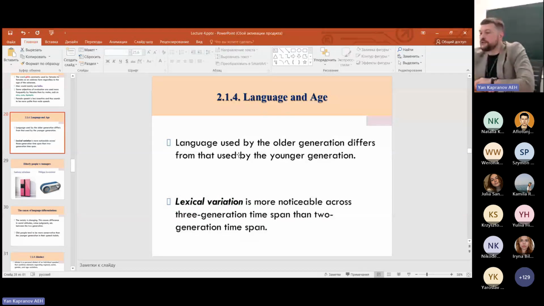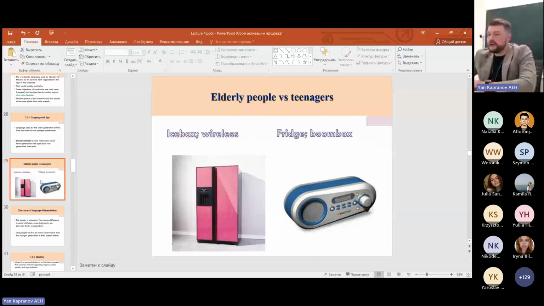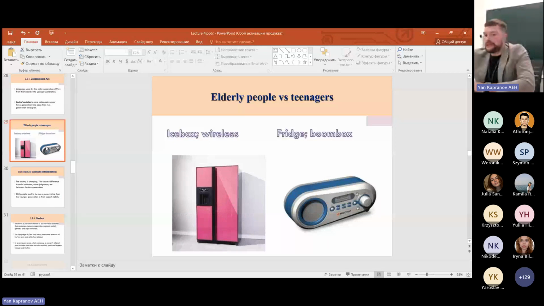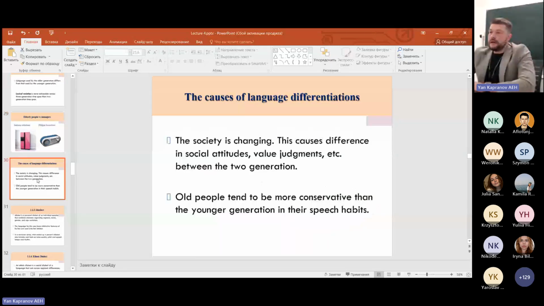Lexical variation is more noticeable across a 3-generation time span than a 2-generation time span. For example, elderly people and teenagers. Yes, so icebox, wireless, fridge, boombox. So it's clear. So you see that there are different variations of language and causes of language differentiation.